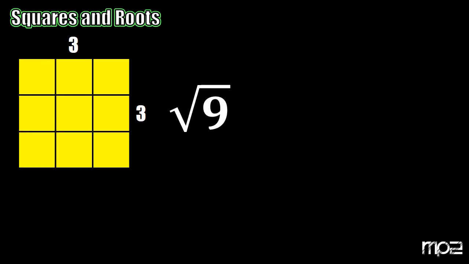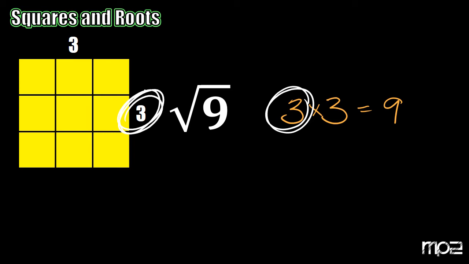And the pattern will repeat. I'm looking for the square root of 9. The two numbers that I'm going to multiply together are 3 times 3, which is equal to 9. And the square root is just telling me I'm looking for one side length of the square. So I can say that the square root of 9 is equal to 3.